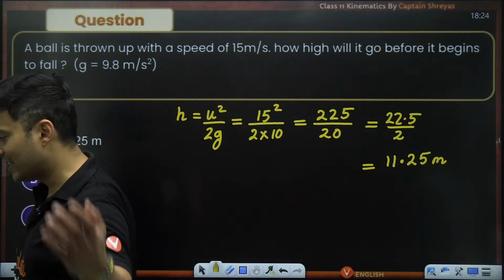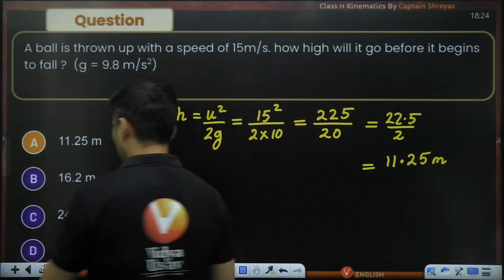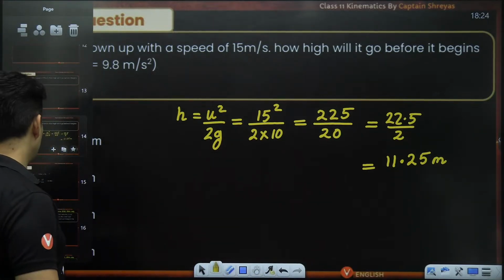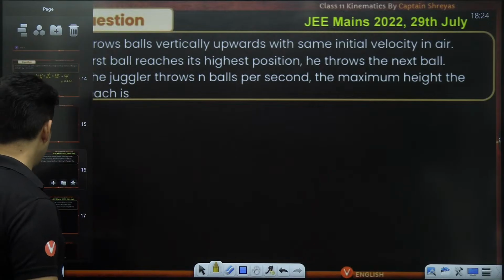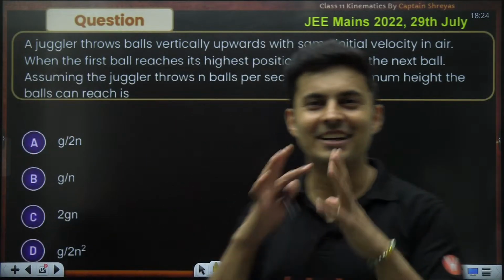Very good, excellent. Yes, take approximately g as 10. That will be a good approximation, right? This kind of question should be solved in barely a couple of seconds. Next question on your screen, here it is.